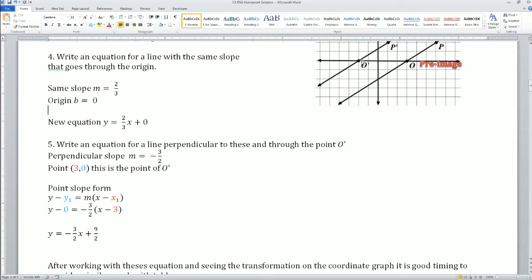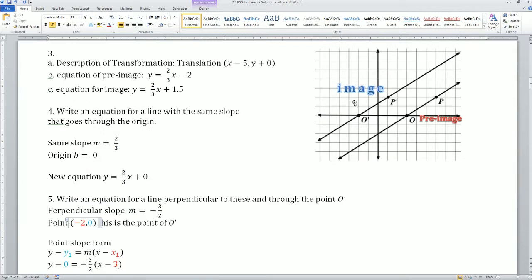You're going to write an equation for a line perpendicular to these through the point O prime. O prime is right here. Did I get O prime wrong? O prime is actually negative 2, 0. Alright? So, perpendicular slope, you flip this, then change the sign. So the 3 goes on top, the 2 goes on bottom, and it's a positive, it becomes negative. That is the perpendicular slope.